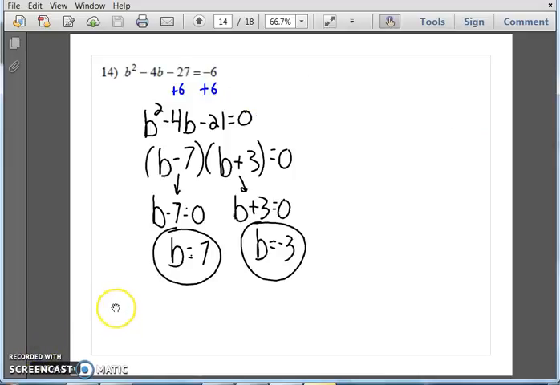Okay, this problem here, it's a solving problem. How do I do that? Well, what I could do is I could set it equal to 0, because I set everything equal to 0 except using the square root method and completing the square. So I'm going to set this equal to 0, and alright, b squared minus 4b minus 21, because I added 6 to both sides. What can I do here? Let me try to factor it. Two numbers that multiply to negative 21, add to a negative 4, well, that's negative 7 and a positive 3.